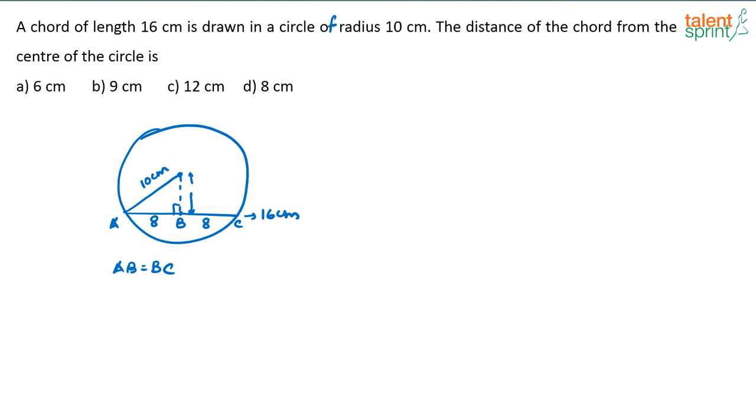So, here you have 10, which is the hypotenuse. So, this is like a right angle triangle. Yes, here you have 10, here you have 8. So, what will come here? 6, right? Root of 10 squared minus 8 squared, which is nothing but root of 36 or 6 centimeter. So, what is the distance of the chord from the center of the circle? Option A, 6 centimeter. Correct?